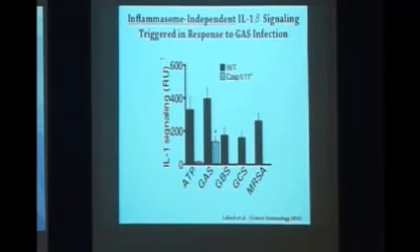And that was true with certain bacteria like group B strep, group C strep, staph. When we knocked out all inflammasomes and infected macrophages with group A strep, they still made IL-1. They still made IL-1 even though they didn't have an inflammasome. So what was going on?